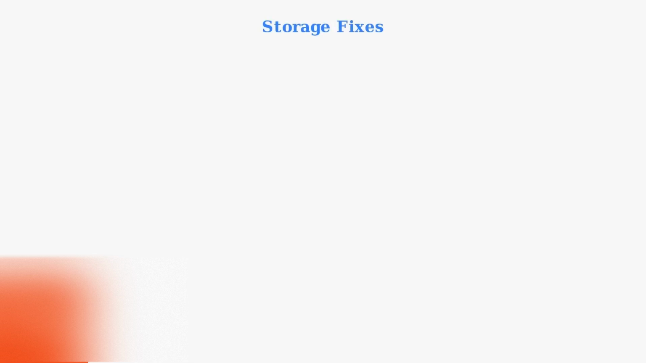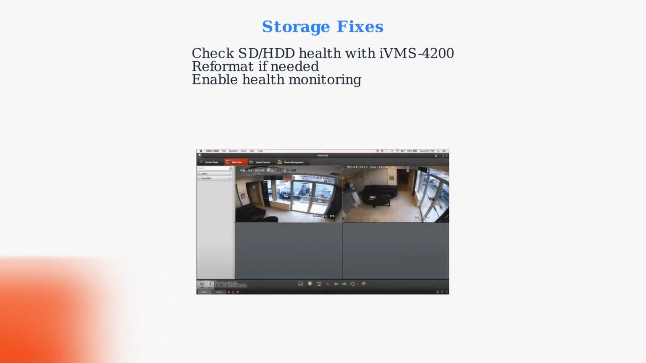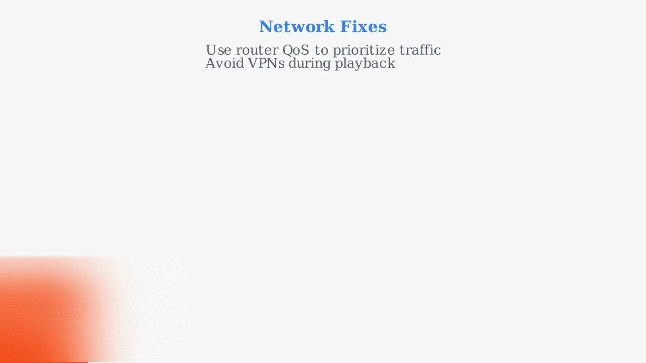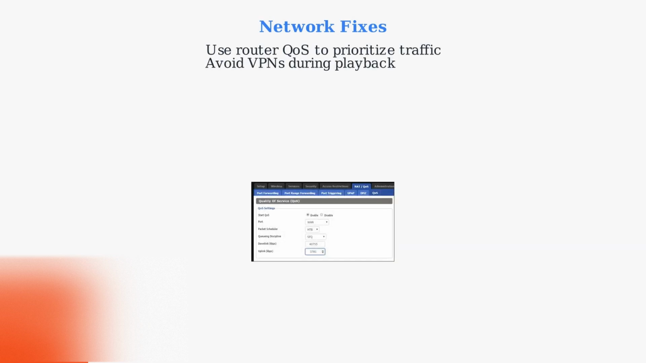For storage issues, regularly check the health of your SD card or HDD using Hikvision's iVMS-4200 software. Reformat if needed and enable storage health monitoring in the app. For network problems, ensure your router prioritizes Hik-Connect traffic using QoS settings. Avoid VPNs during playback for smoother streaming.